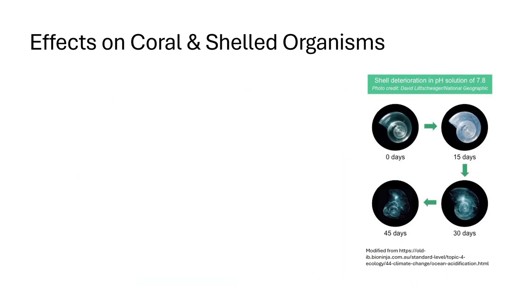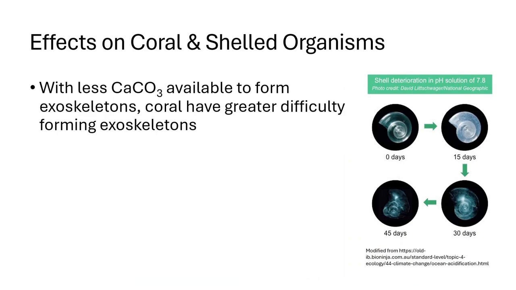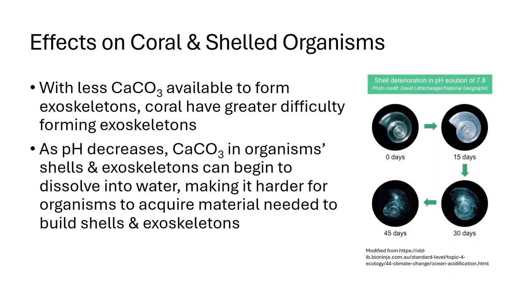So what effect does this have on coral and organisms that have shells and exoskeletons? Well, when they have less calcium carbonate available because there's less carbonate, they have greater difficulty forming exoskeletons. So they will have thinner exoskeletons and be more fragile and more likely to be damaged.